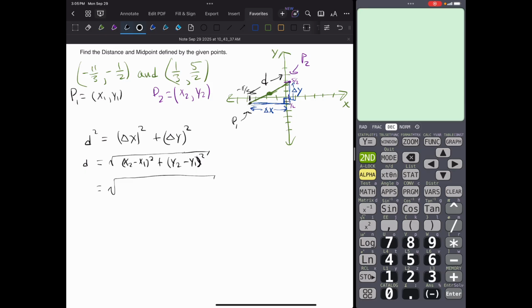All right, so what do I have? I got my x2 is 1/3, and I've got my x1 is negative 11/3, so it's minus parentheses minus 11 over 3. That whole thing squared, plus, I've got my y2, that was 5/2. And my y1, what's another negative number? So I have minus, and then parentheses, minus 1/2. That's all in parentheses, that's squared.